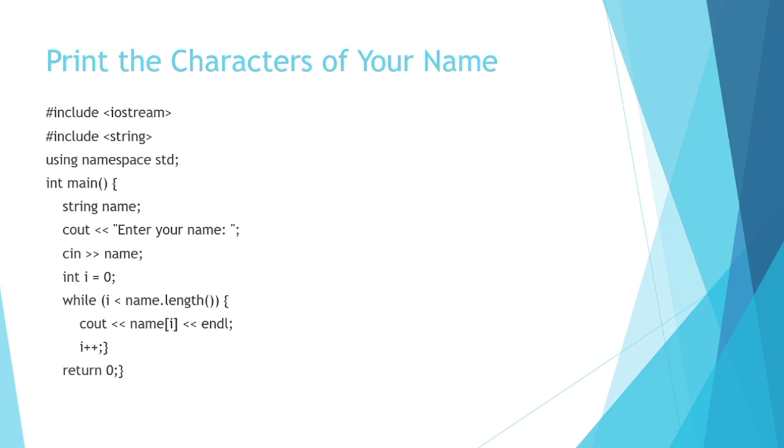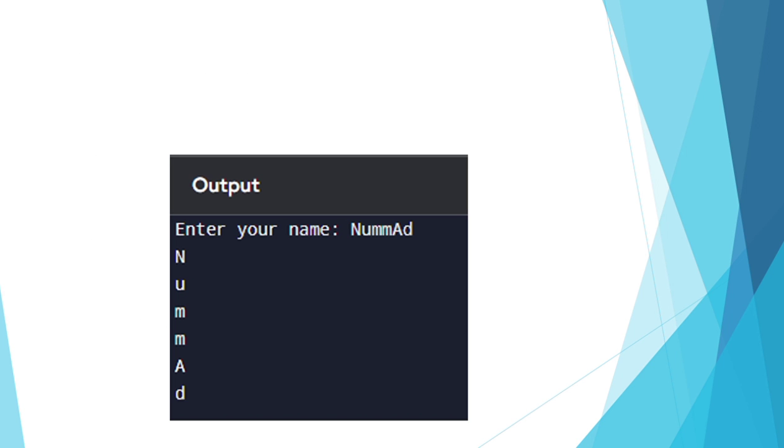Example: if the user entered "nummad", the program will print: first iteration, name at index 0, character n. Second iteration, name at index 1, character u. Third iteration, name at index 2, character m. Fourth iteration, name at index 3, character m. Fifth iteration, name at index 4, character a. Sixth iteration, name at index 5, character d. After successful execution, output will look like this.